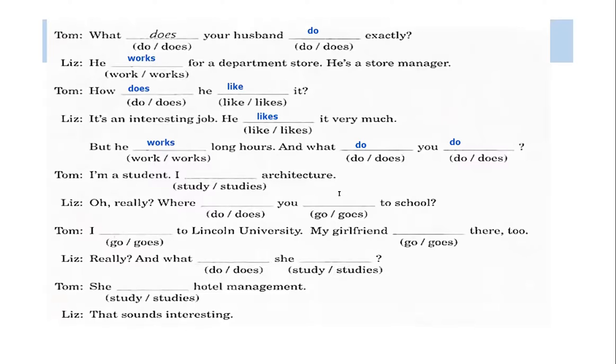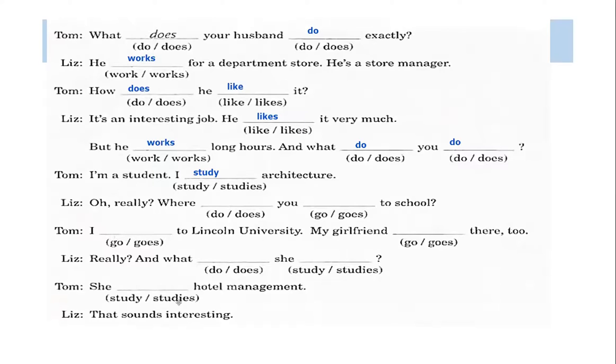I am Tom, a student. I am a student. Architecture. Architect. Okay. What is your option? Study or studies? Study. Very good. Now read the sentence, please. I'm a student architect. I study architect. You can say I study English. It doesn't matter. I study English. Very good.